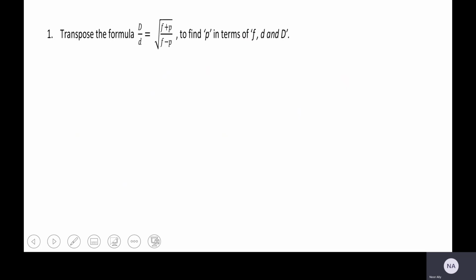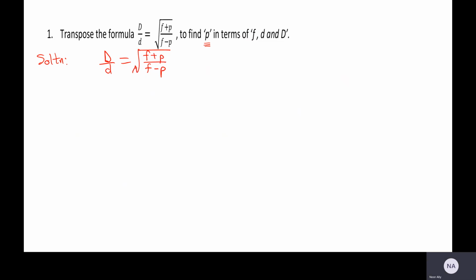One more example, transpose the formula capital D over small d equal to the square root of (F plus P) over (F minus P). So we must find P in terms of F, small d, and capital D. Okay, in my solution, we got D over d is equal to the square root of (F plus P) divided by (F minus P).